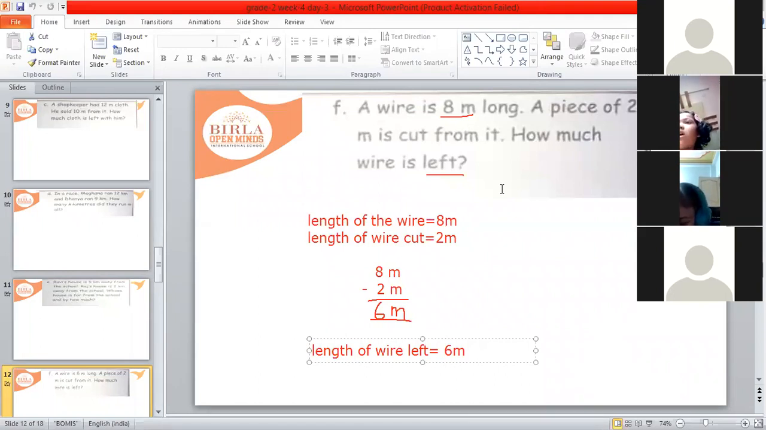Yes, children, come on, write. Length of wire is equal to 8 meter. Length of wire cut equal to 2 meter. Then 8 meter minus 2 meter is equal to 6 meters. Length of wire left is equal to 6 meters.